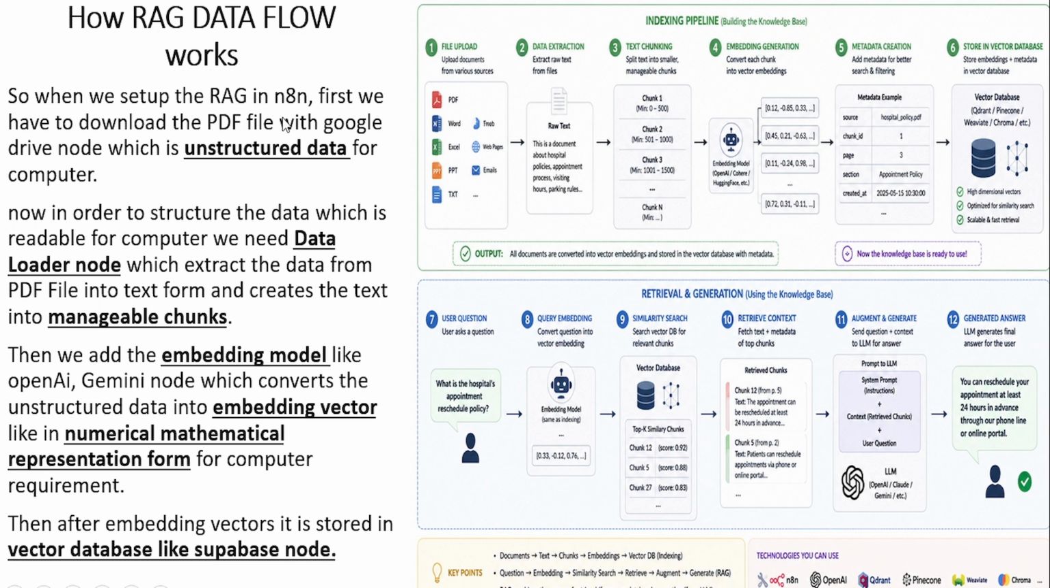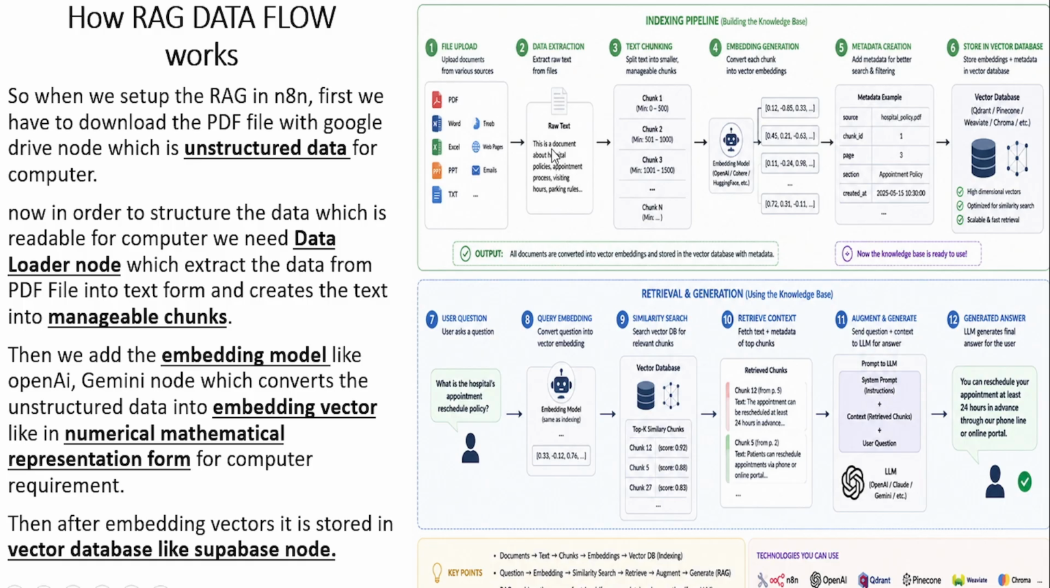So when we set up the RAG in n8n, first we have to download the file with the Google Drive node or whatever source you can use, and whatever the format of file you can use. But in my case, I'm using the PDF file and the Google Drive node to extract the data from my Google Drive. When we extract the data on the first step, it is unstructured data. As I have already told you, this is unstructured data for the computer. On this step, this is raw text. The computer cannot understand the raw text. Only humans can see and understand this text.